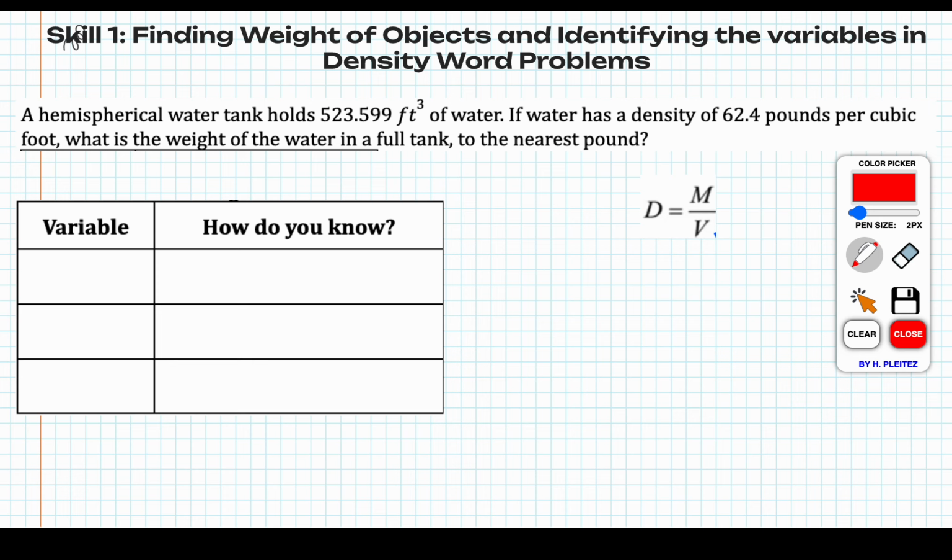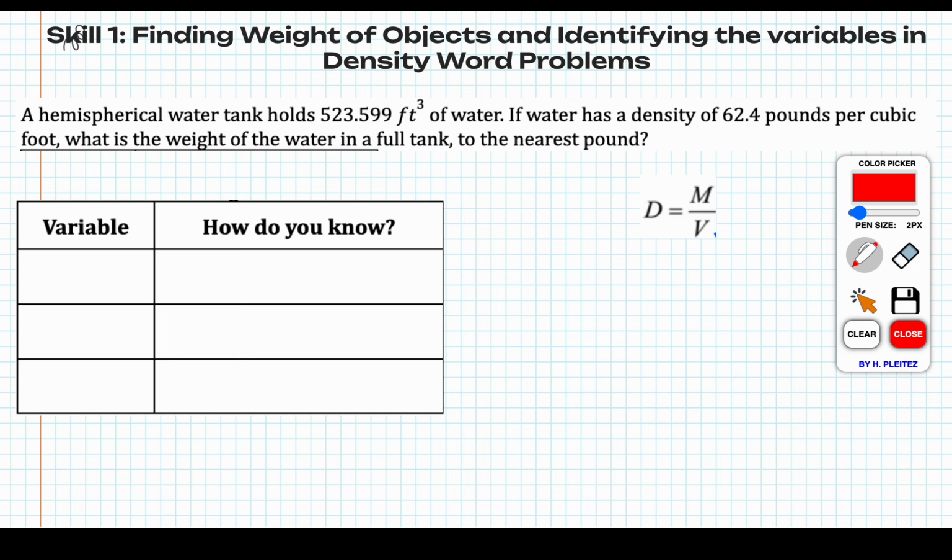So in this first skill, we're going to work with finding the weight of objects, and we're going to work on identifying some variables in these word problems. Now, finding the weight of objects is a really important skill because it's going to be like your first step in a lot of these other word problems that we do. So let's go ahead and annotate.